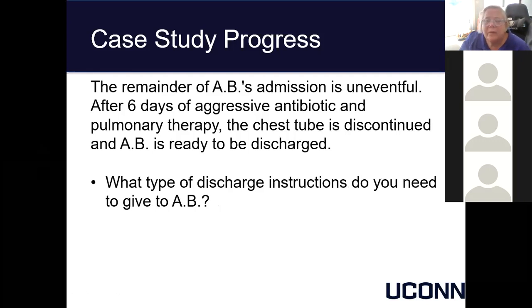So it never really talks about what happened there, but luckily it resolves. So the rest of his admission is uneventful. He's got 6 days of aggressive antibiotic and pulmonary therapy. They discontinued the chest tube. He's ready to be discharged. So what are some of the things you're going to include in your discharge instructions to him? And let's assume he's going home.